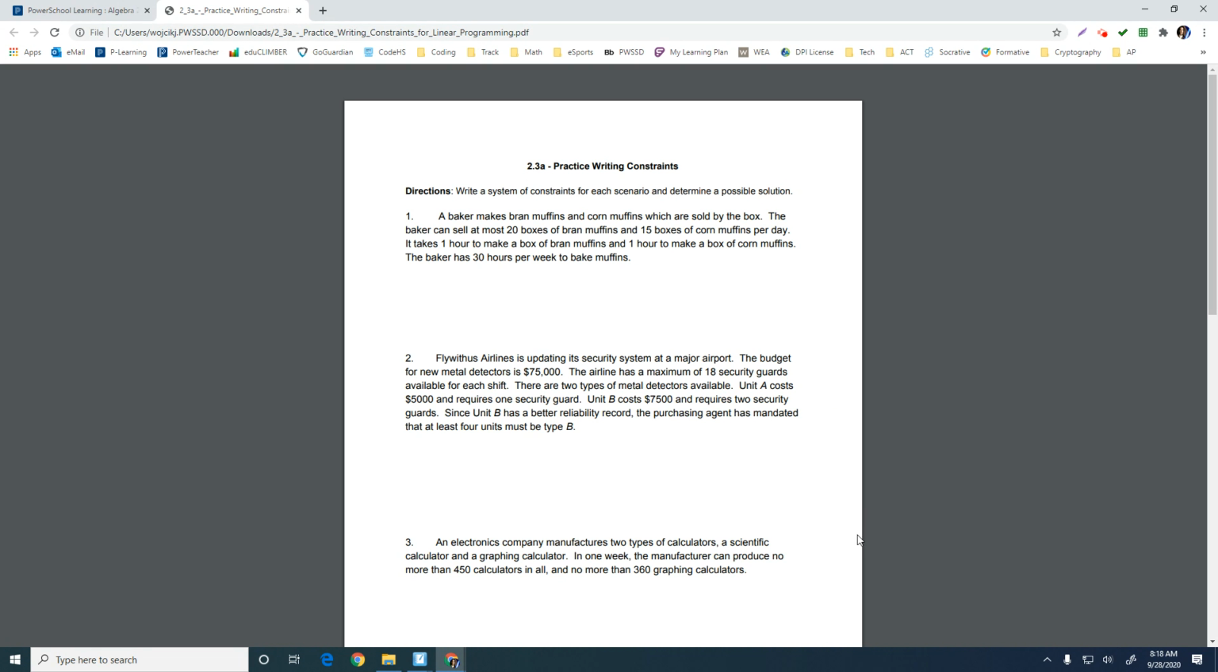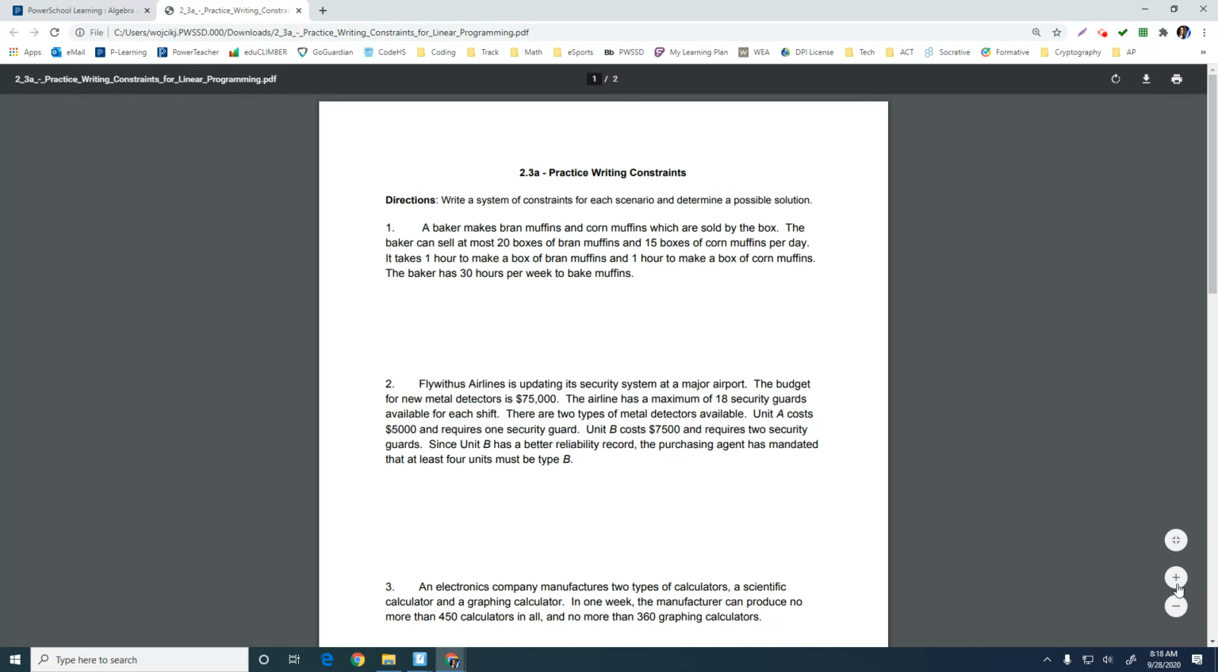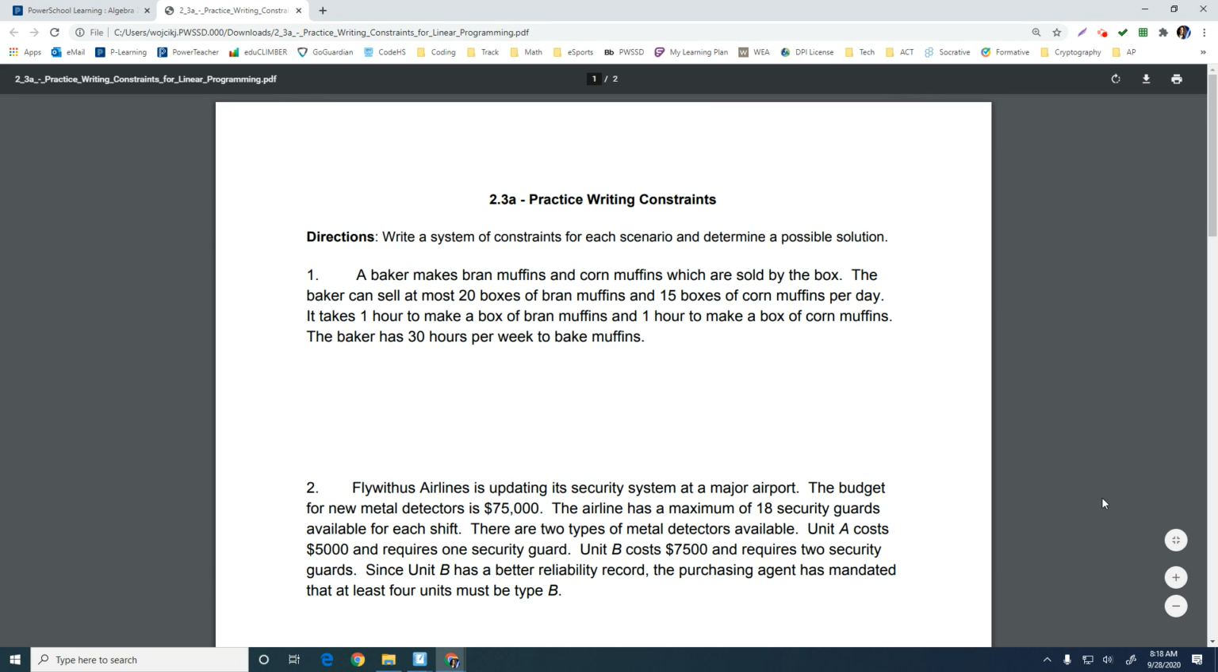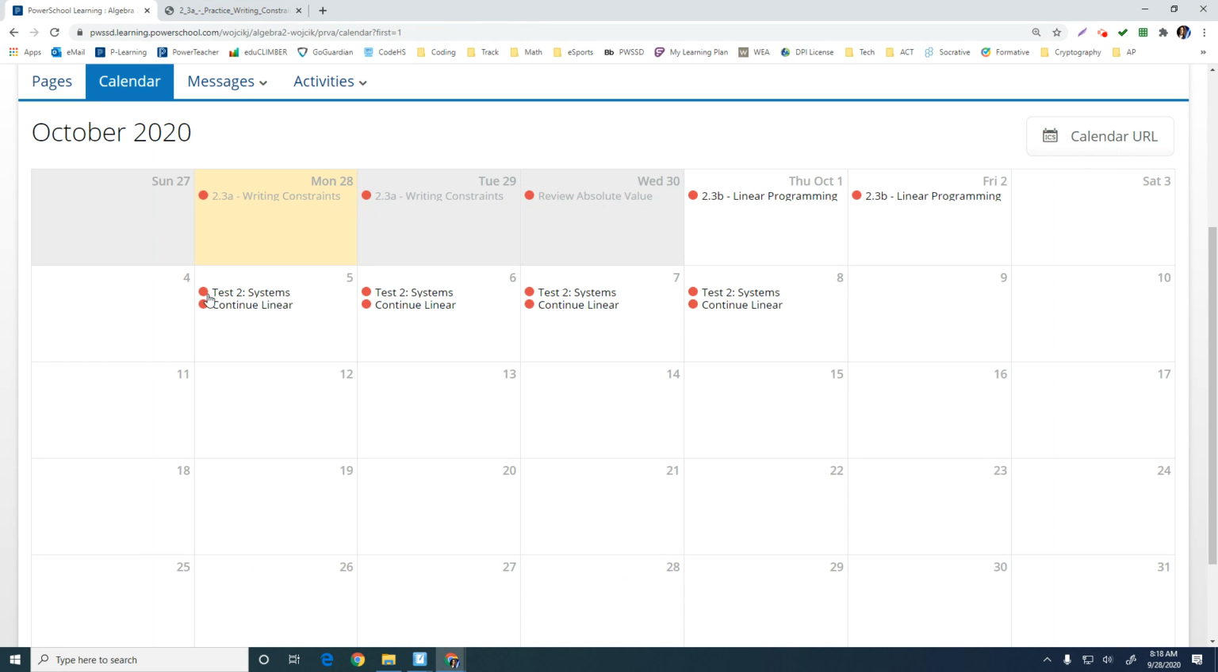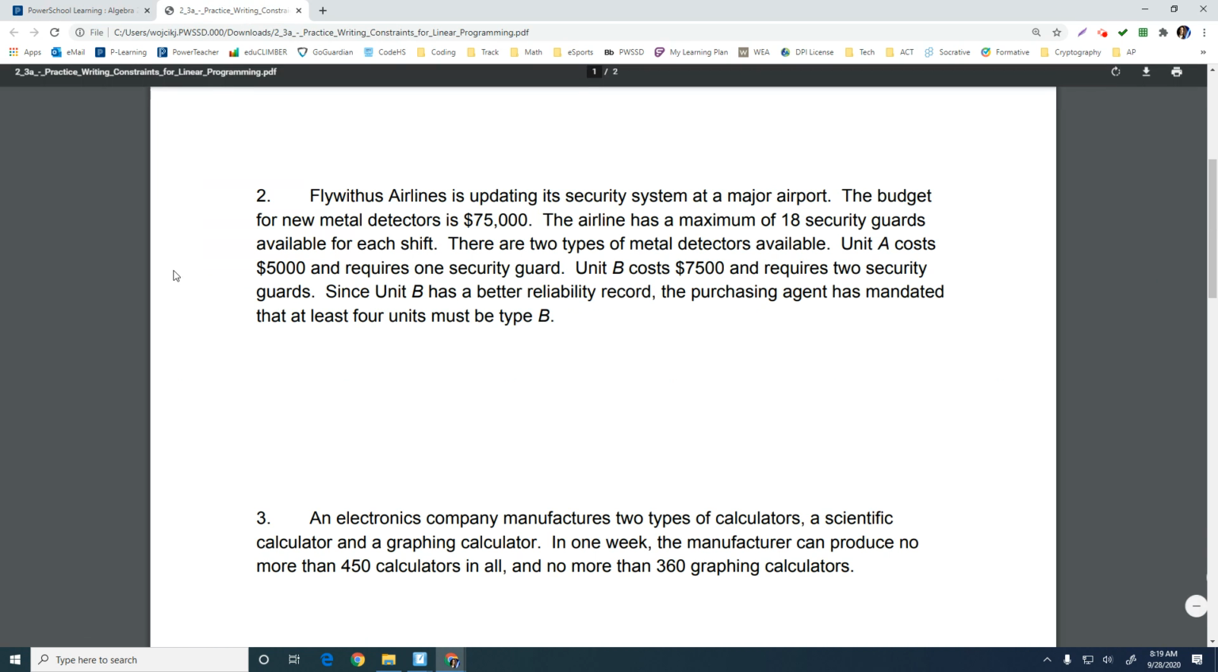So everyone at home, remember I've got this worksheet posted on my P-Learning calendar. I'll keep them up here for you also if you want. But if you go to my calendar and just click right here, 2.3a, writing constraints, you can get a copy of that worksheet. All right?